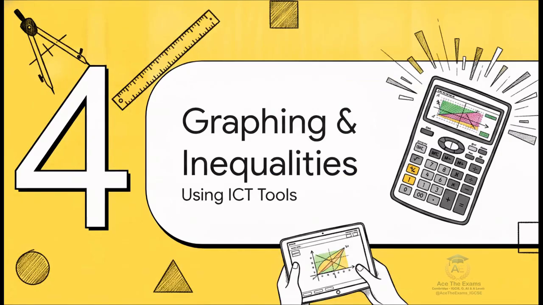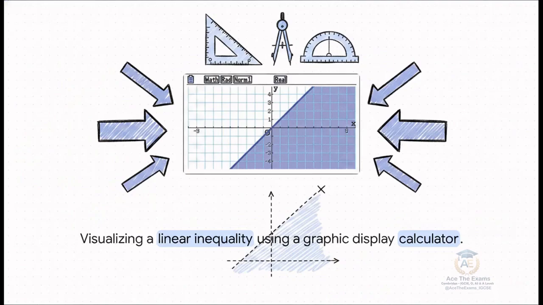Section 4. Graphing and inequalities. All right, next we're shifting from pure geometry into modern technological applications. While the Greeks had to do everything by hand with a compass and a straight edge, we get to use graphic display calculators to visualize abstract concepts instantly.